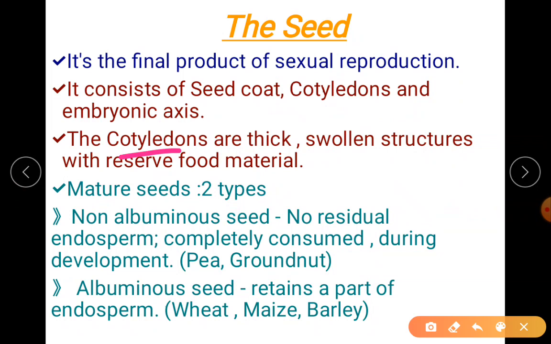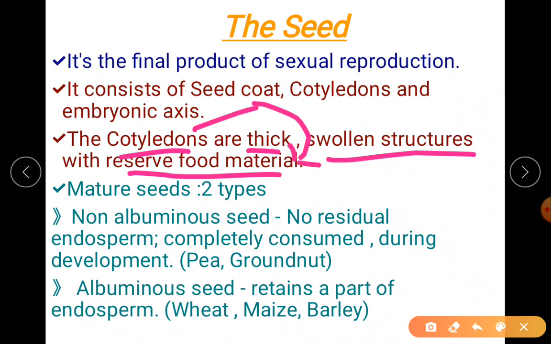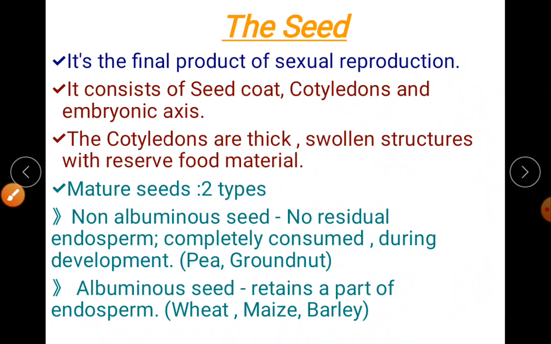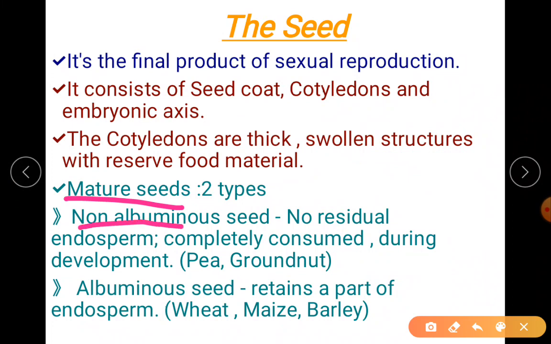Then cotyledons are thick, swollen structures which reserve food material. Yes. Now it is the cotyledons which are nourishing the developing plant. So you might have seen the cotyledons with the young root and young shoot. Okay. Now there are two types of mature seeds. So this can be asked as a 2-mark question, or a separate 1-mark question.